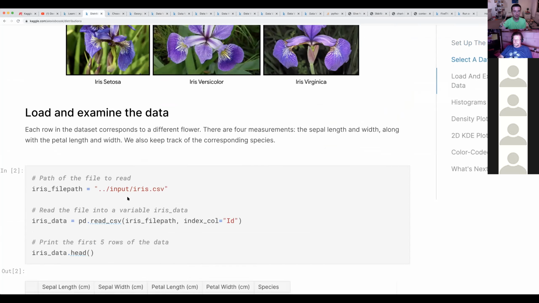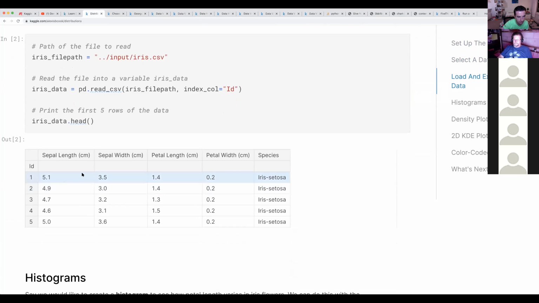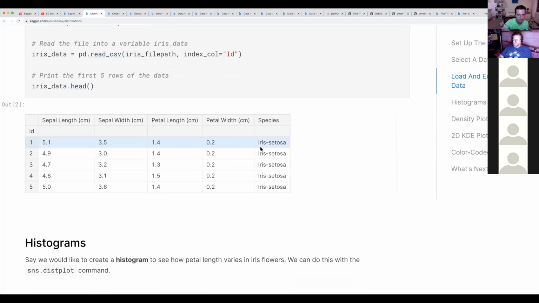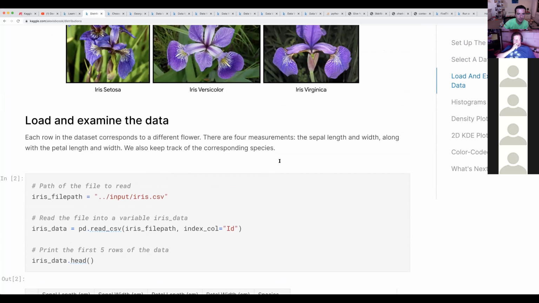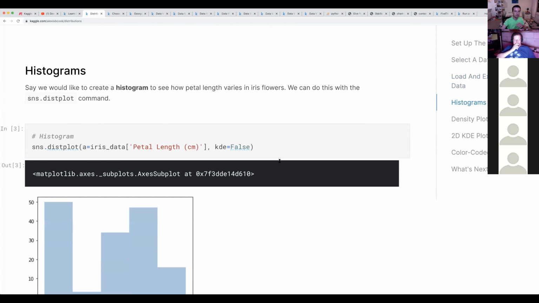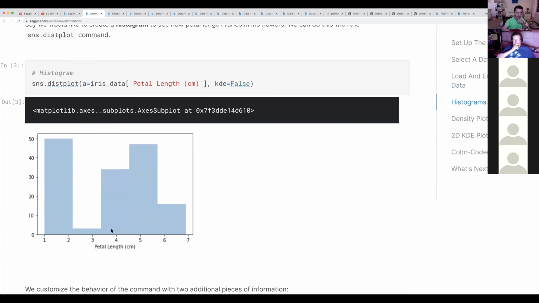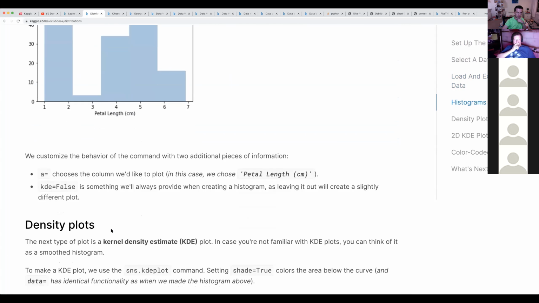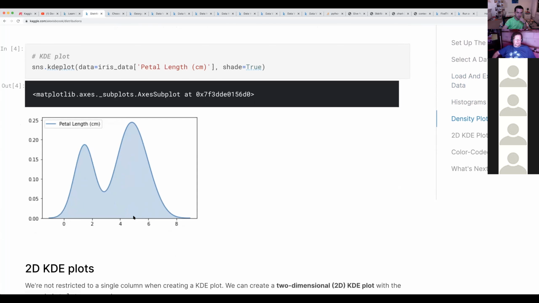There you go. So let's examine the data. Each record is a flower, and you have the sepal length, the width, the petal length as well, and the species. Is it setosa, versicolor, or virginica? Let's do a histogram, looking at just the petal length. You can see there's a spike here in the low petal length, and some other data in the higher petal length. You can use a density plot, which is a smoother version of the histogram.